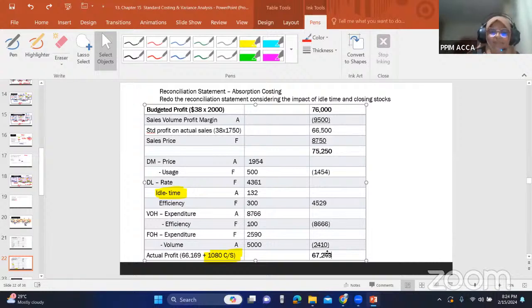So again, it's the same thing, nothing much. It's just that idle time will be added and in the actual profit, you will have the value of the closing stock included in it. Okay. So you can quickly, in the statement that you have copied down, you can just add these two and say what will happen if you have idle time and closing stock. If you are not comfortable doing that, copy this again, even no problem. But you have to know the difference. Okay.